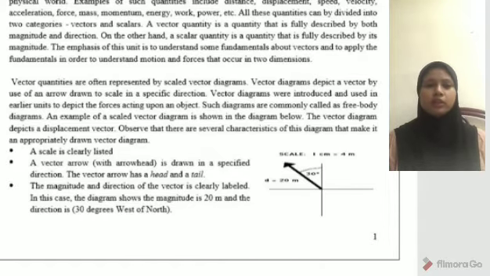Observe several characteristics of the diagram that make it a properly drawn vector diagram. First, the scale is clearly listed. Second, the vector arrow is drawn in a specific direction. The vector arrow has a head and a tail. Third, the magnitude and direction of the vector are clearly labeled. In this case, the diagram shows the magnitude is 20 meters and the direction is 30 degrees west of north.